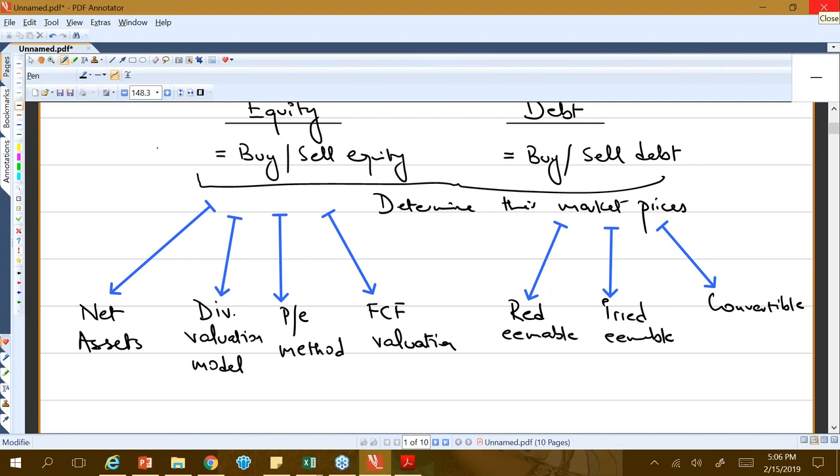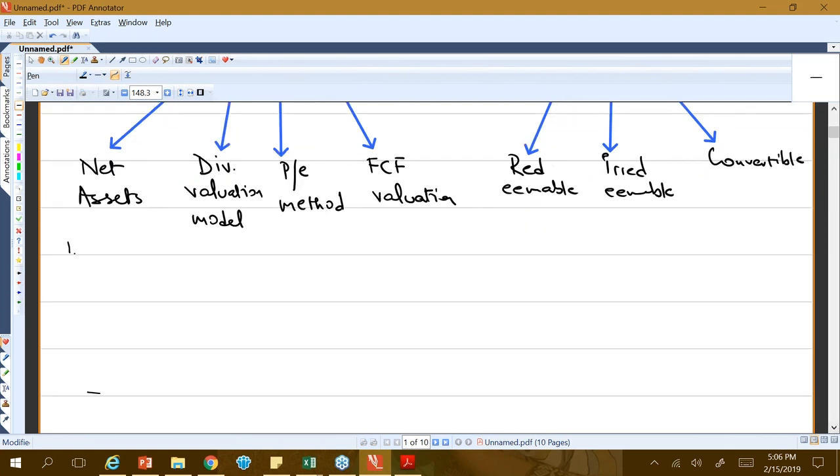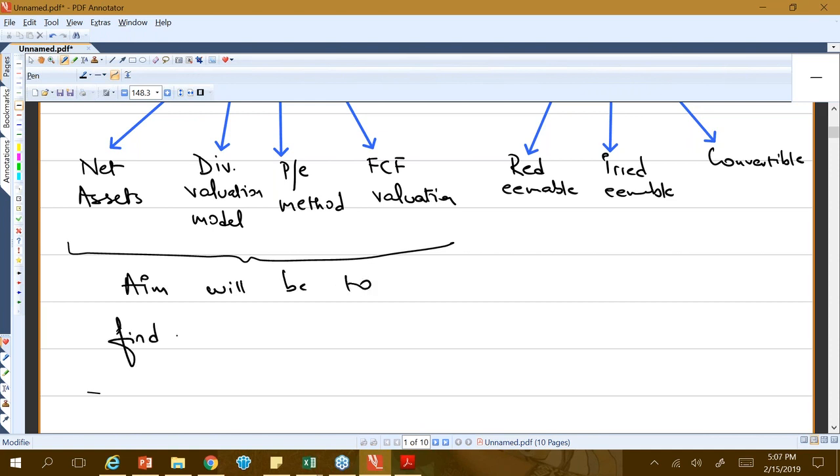Now, in terms of the equity valuation, there are these techniques, and the aim will be to find P naught or VE. P naught, as you may know, is the share price now, or the price per share now, and the value of equity, the VE, is this. So we will be trying to find the share price now, or we will be trying to find the value of the equity.